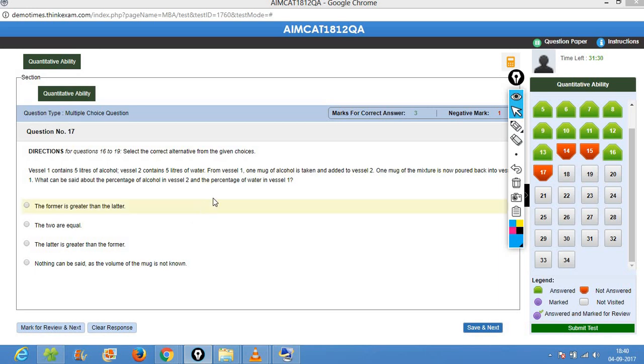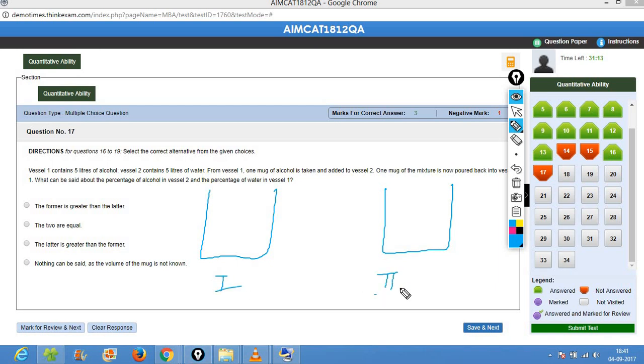Vessel 1 contains 5 liters of alcohol. Let's see. This is vessel 1, this is vessel 2. 5 liters of alcohol and 5 liters of water.